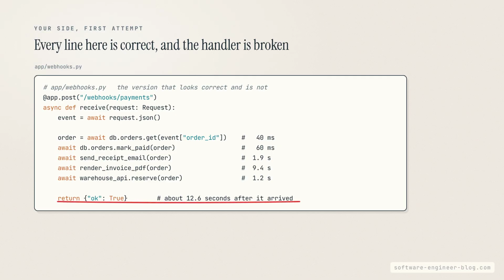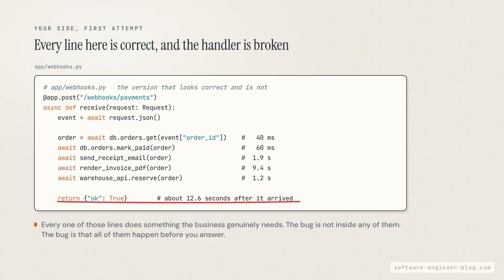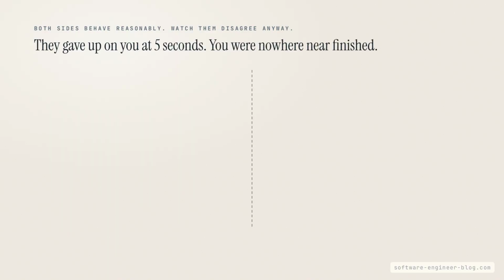Look at the numbers in the comments. 40 milliseconds, 60, nearly 2 seconds, 9.5 seconds for the PDF. Add them up, and this handler answers about 12.5 seconds after the request arrived. And that is a problem because the sender is not going to wait that long. I ran this with a 5-second timeout on their side. Here is what each side saw.